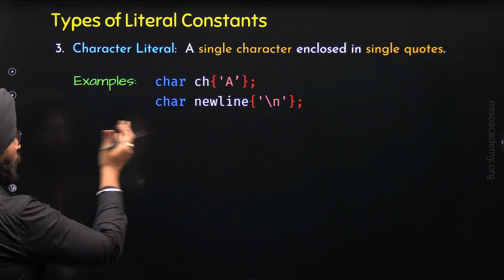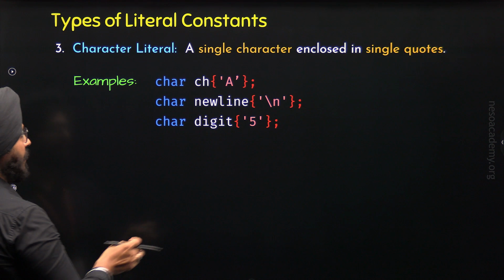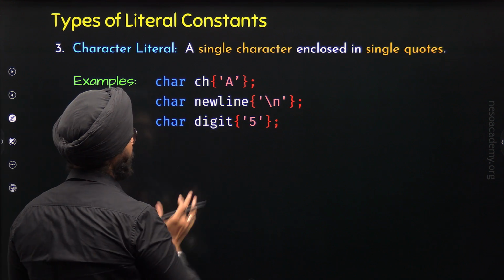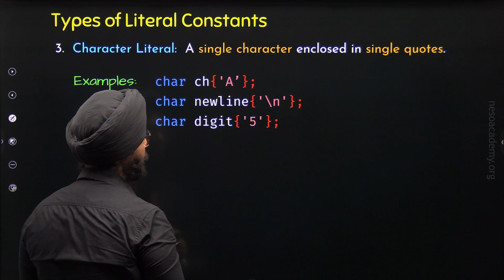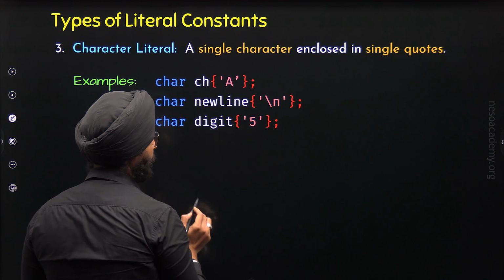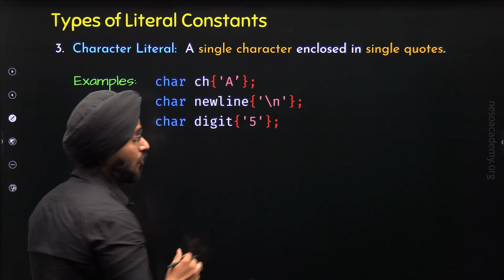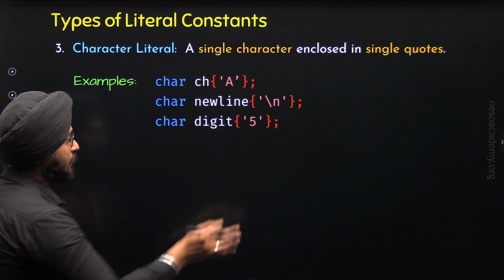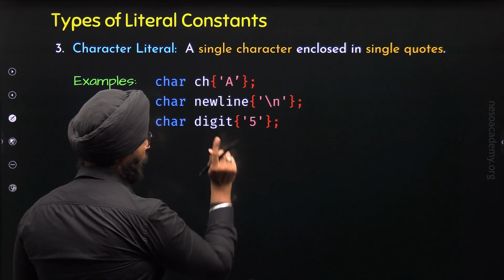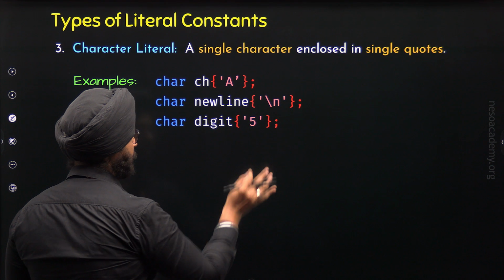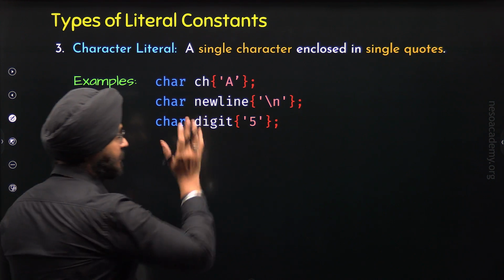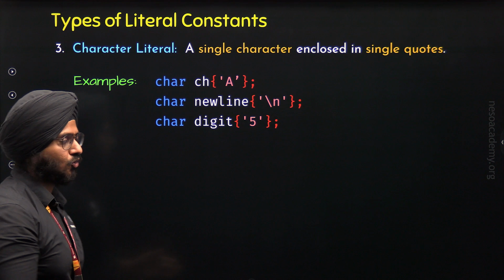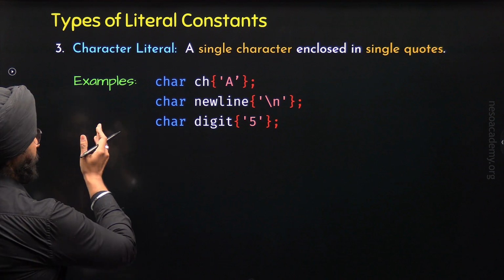Now, let's take one more example. Here I have defined this variable digit, and this variable has been initialized with this value 5, which is enclosed within single quotes. This is also a character literal. You should not treat this as a digit because this digit is enclosed within single quotes. So these are some examples of character literals.